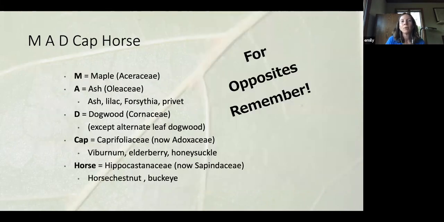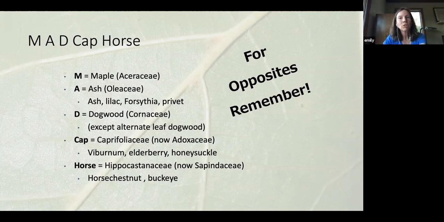So I've done this a little bit differently. We went through all of the trees, and now we're looking at the acronym. It's Madcap Horse. Maples, ashes, and dogwoods are all going to be in your opposite camp. Caprifoliaceae has now changed to Adoxaceae, and that includes viburnums and elderberry and honeysuckle, and then horse is for the horse chestnut and the buckeye that are on the bottom. So the question is, is the Norway maple native? The Norway maple is not native, which is why it had an asterisk next to it on this screen.